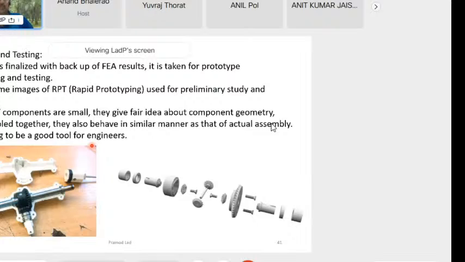Next is prototyping and testing. So after FEA results and with enough amount of confidence level, we go for prototype manufacturing. Nowadays, rapid prototyping is also in practice, and to certain extent, it gives some desired results, or early studies are possible with the rapid prototypes. Yes, we also make rapid prototypes.